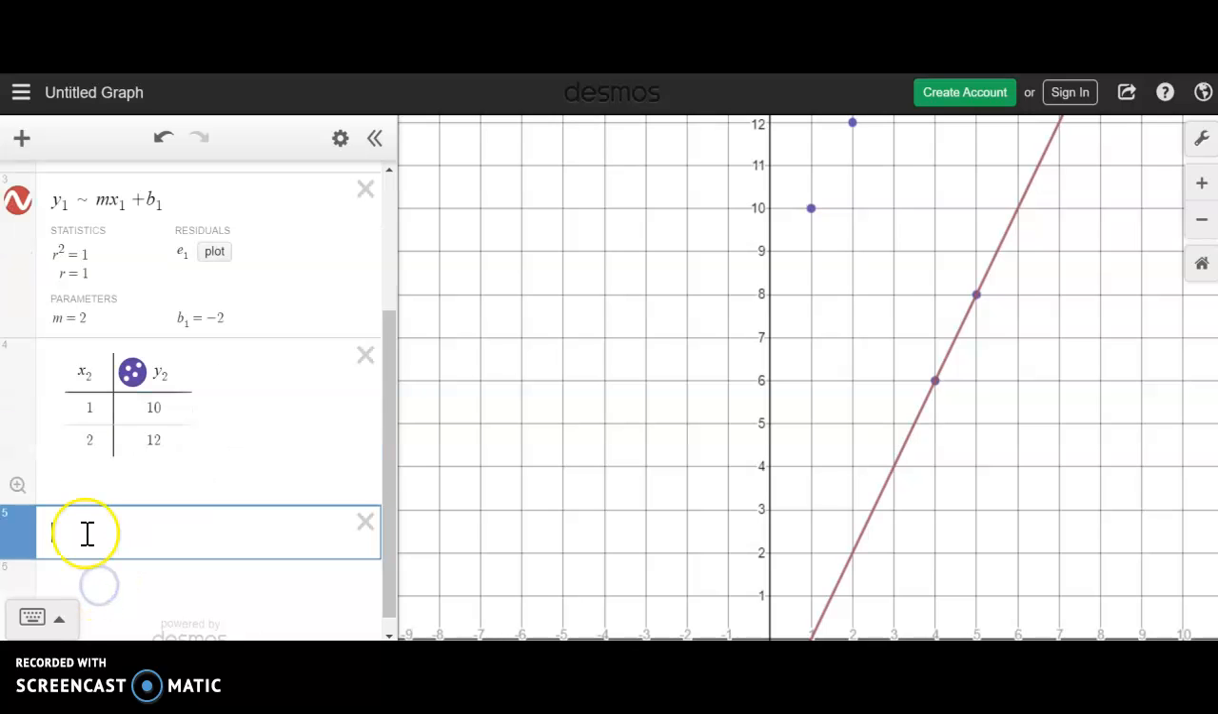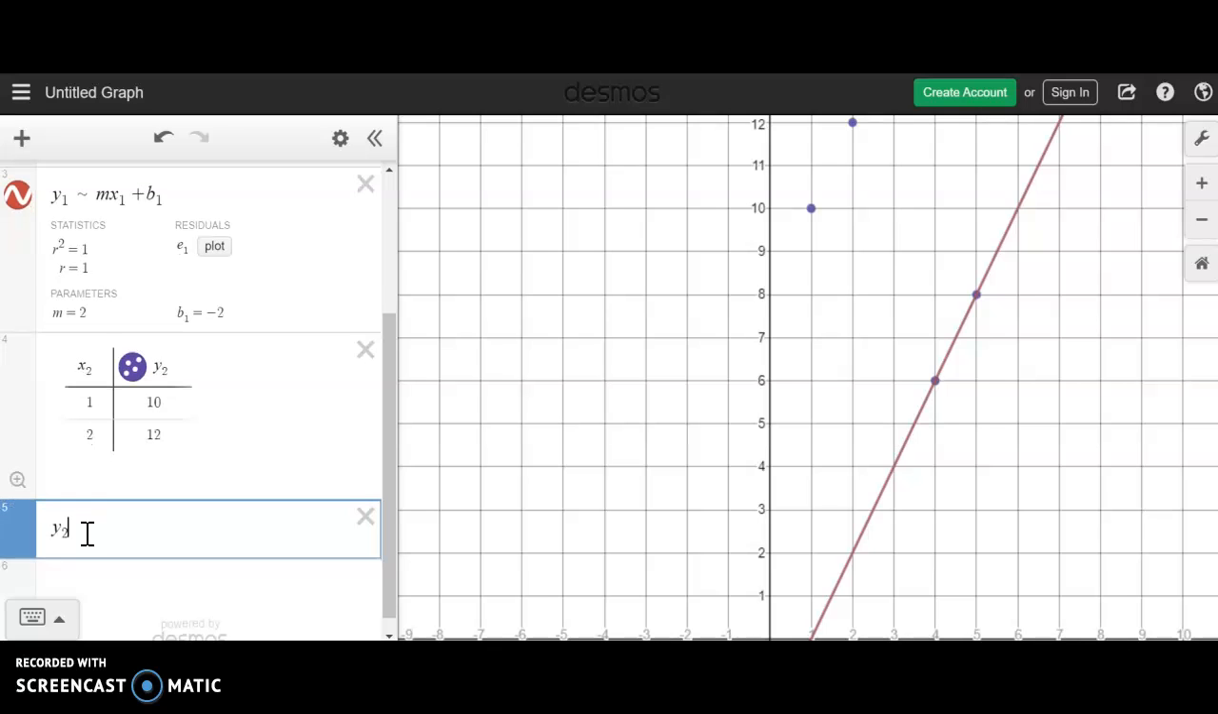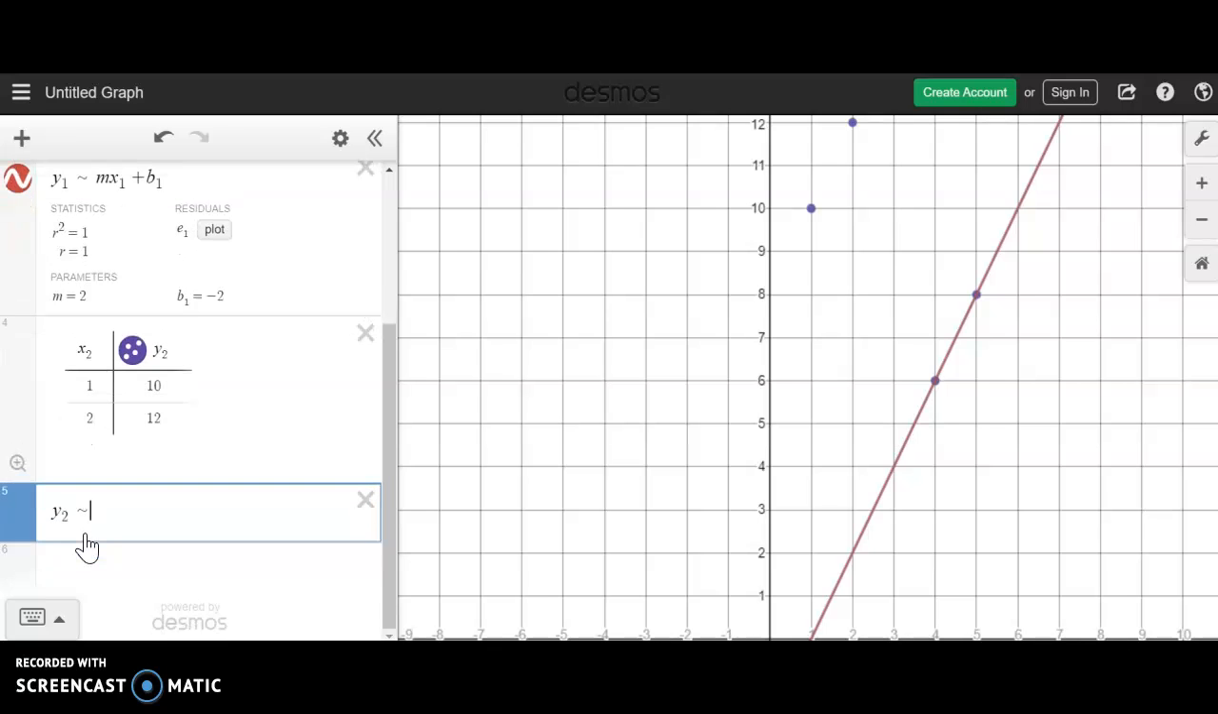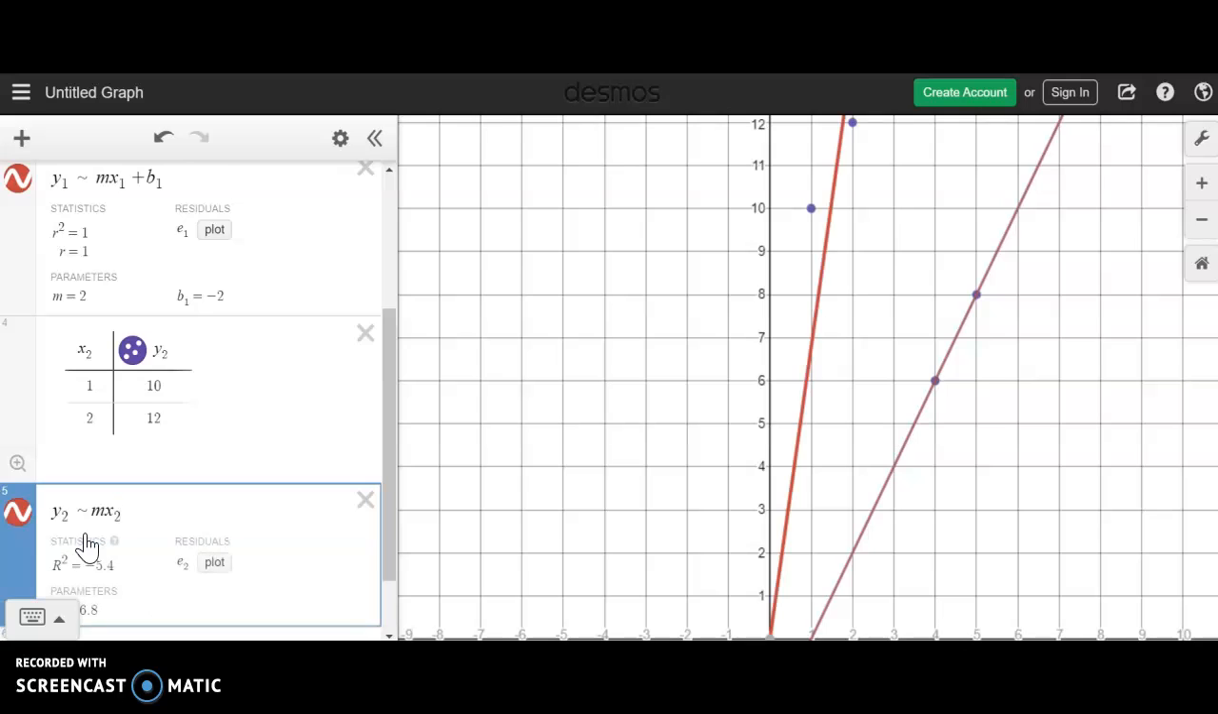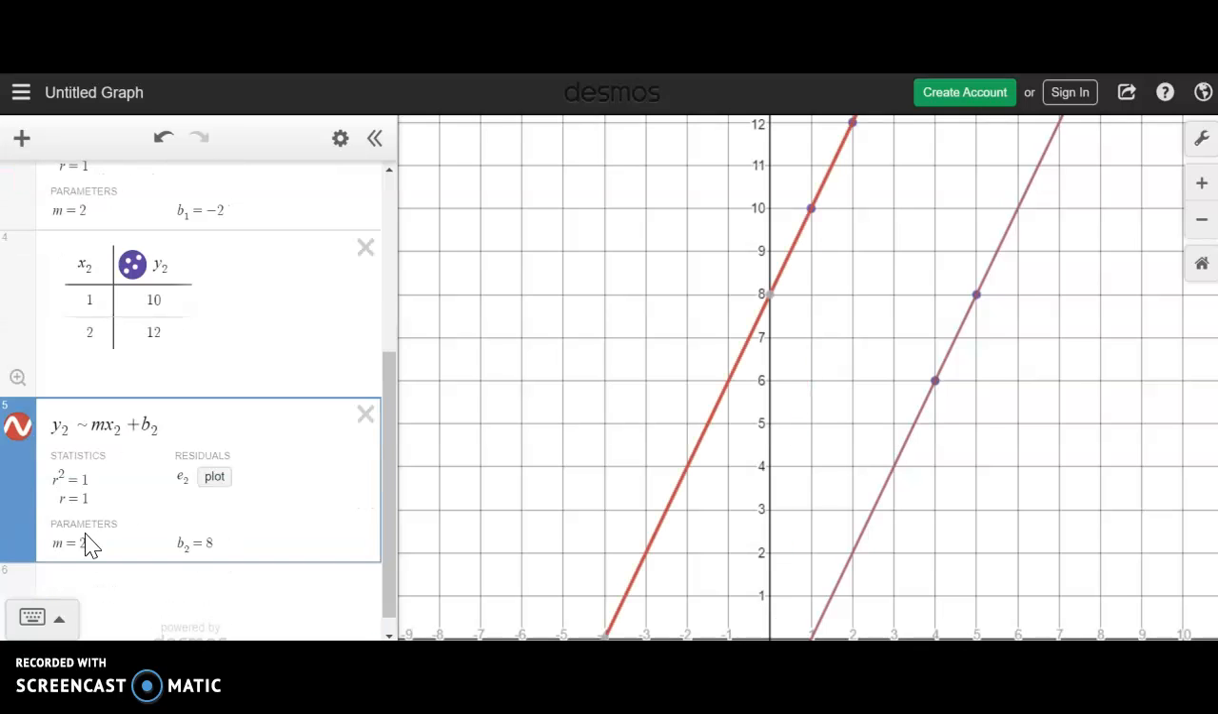And now I can create another line, but instead of y1, this one will be y2. So y2 tilde mx2 plus, and we're going to call this one b2. And we can see that our slope is 2, so that is correct. And then our y-intercept is different. It is 8.